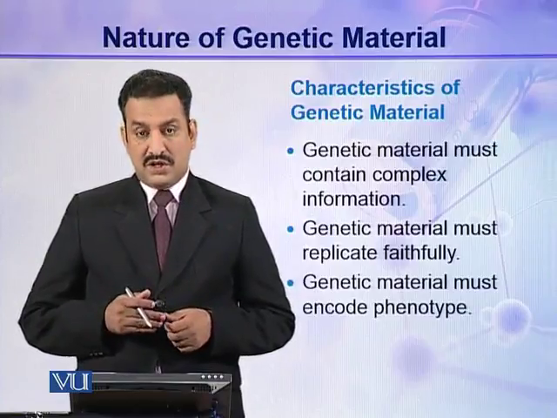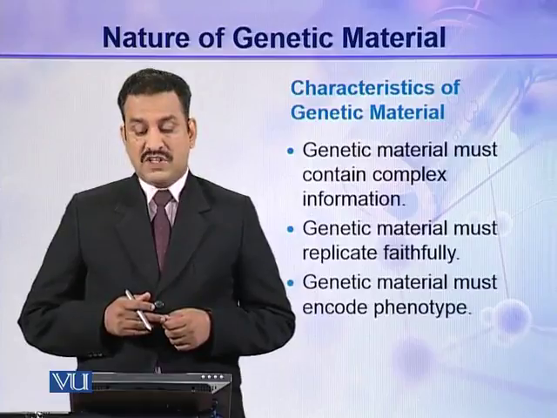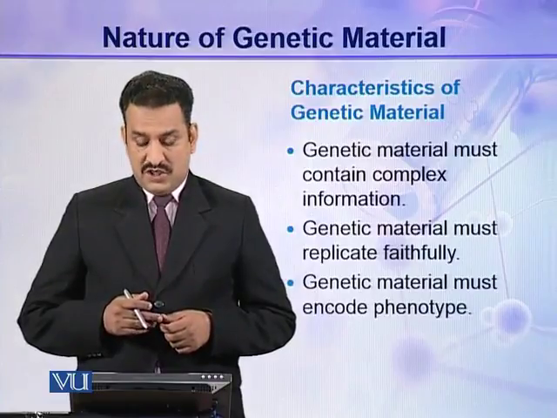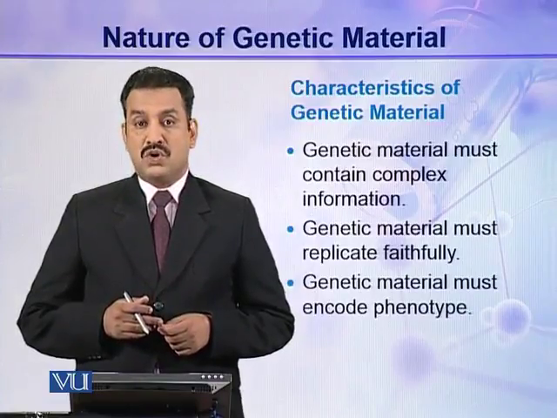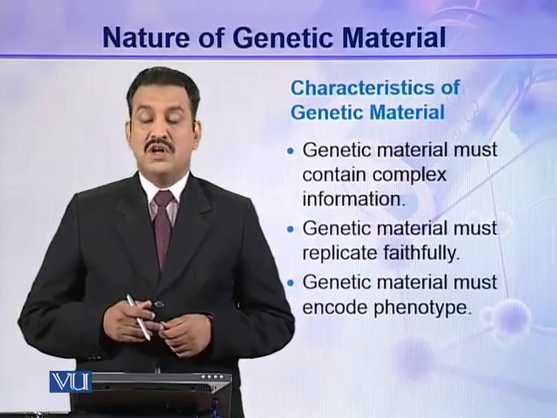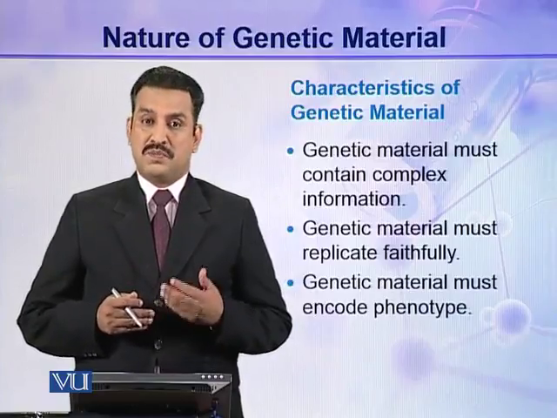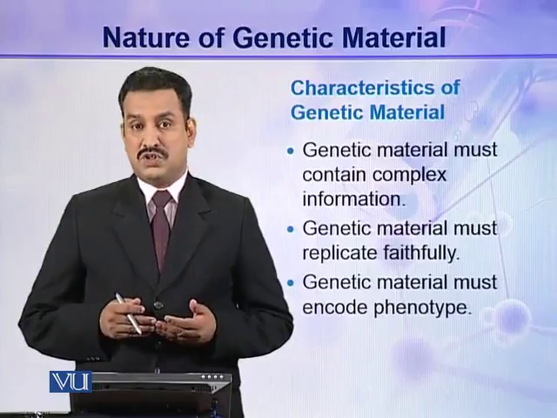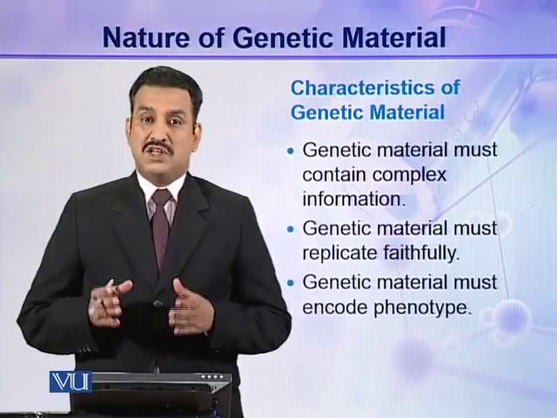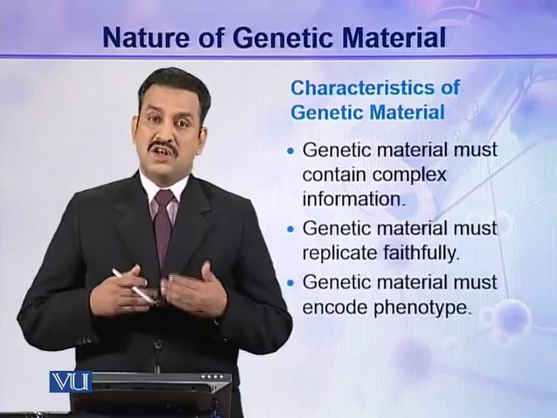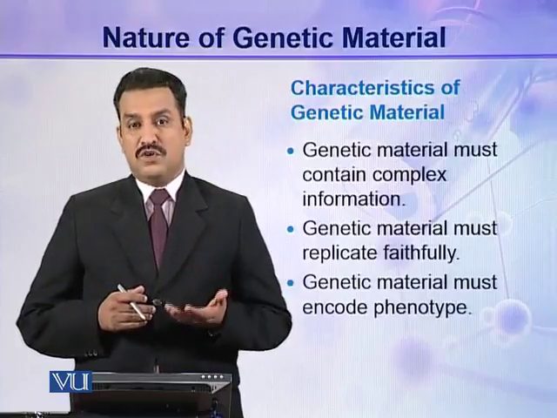So the third main characteristic of a genetic material is that the genetic material must encode phenotypes, because a large number of phenotypes are present in the living organisms. So the genetic material must convert their information in the form of phenotypes.